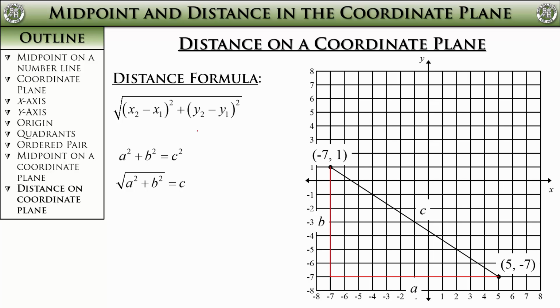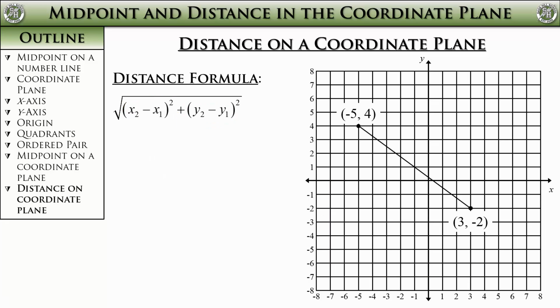Notice how similar that looks to our distance formula. In our distance formula, we have x sub 2 minus x sub 1. That is simply calculating a. We also have y sub 2 minus y sub 1. That's simply a calculation to figure out b. So anytime you are using the distance formula, you're actually just doing a modified Pythagorean theorem.